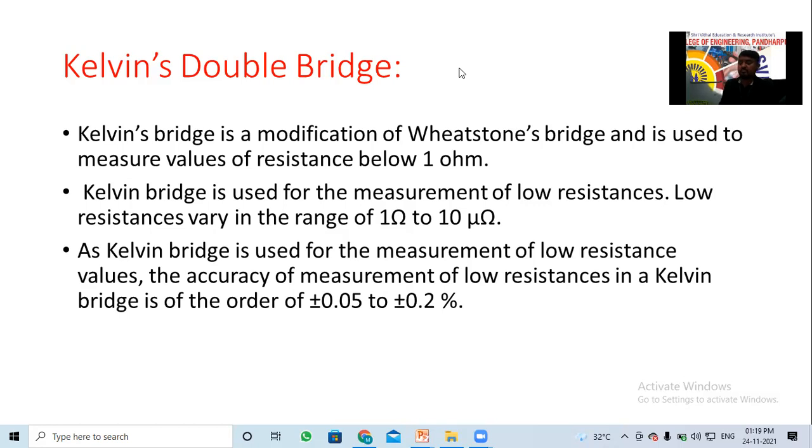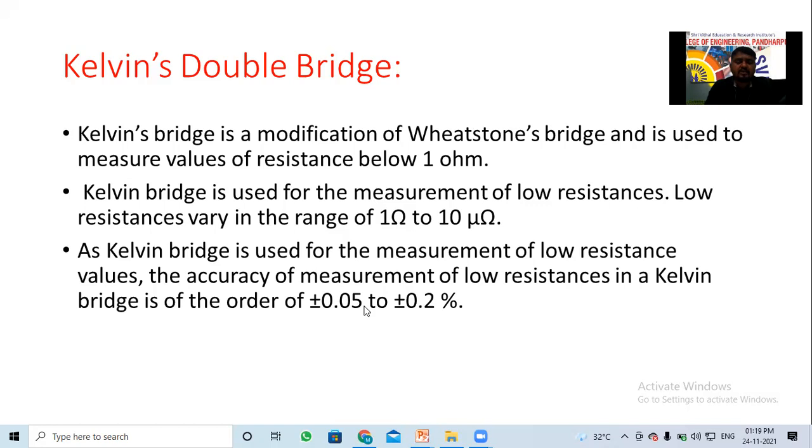10 micro ohm is 10 into 10 to the power of minus 6, which is nothing but 0.00001 ohm. So it is less than 1 ohm only. Micro means. Is it audible? Yes, sir. So less than 1 ohm we are going to measure here.